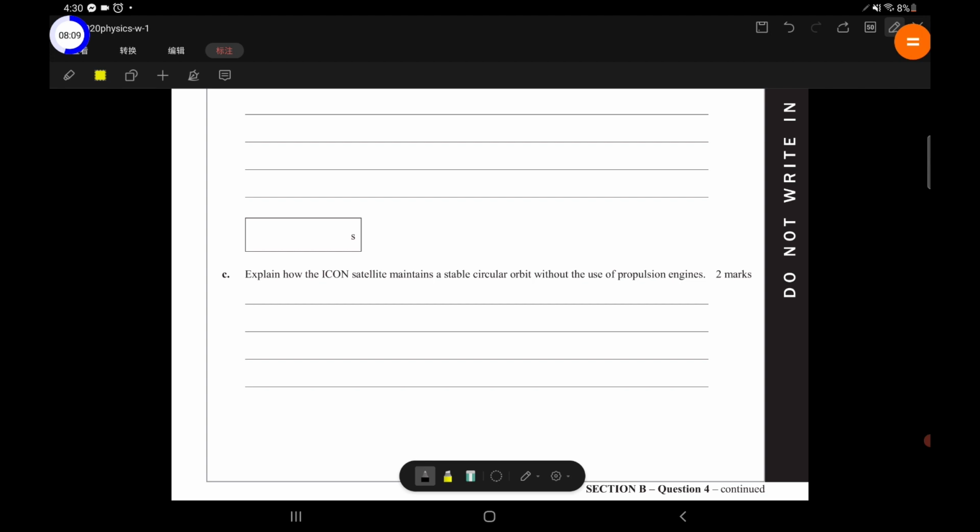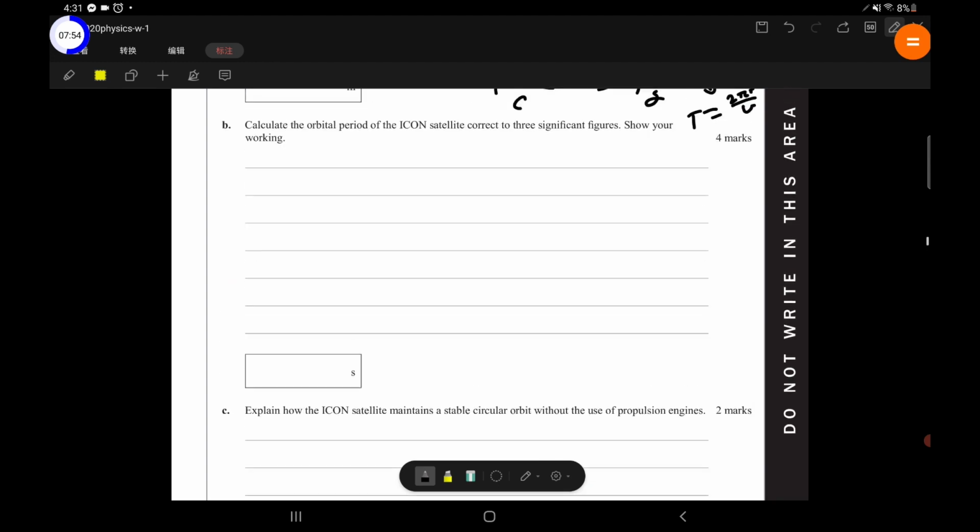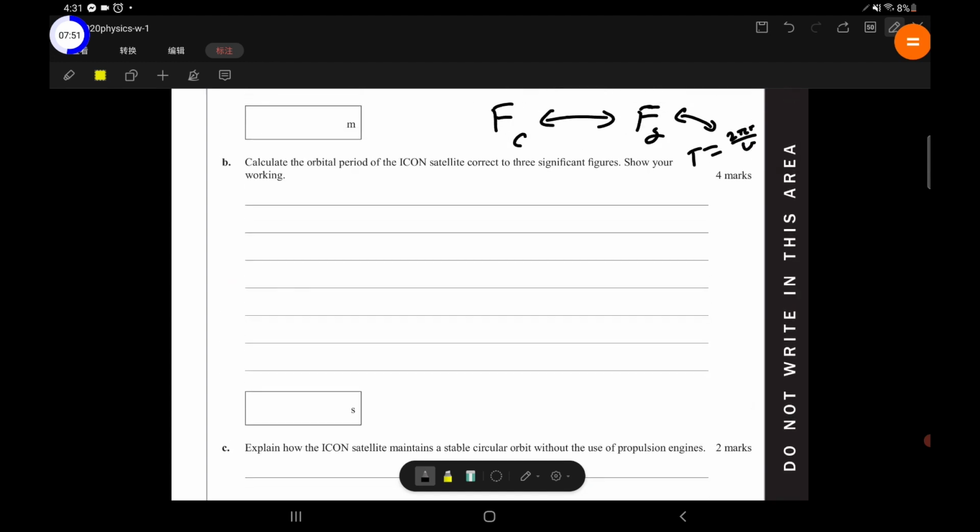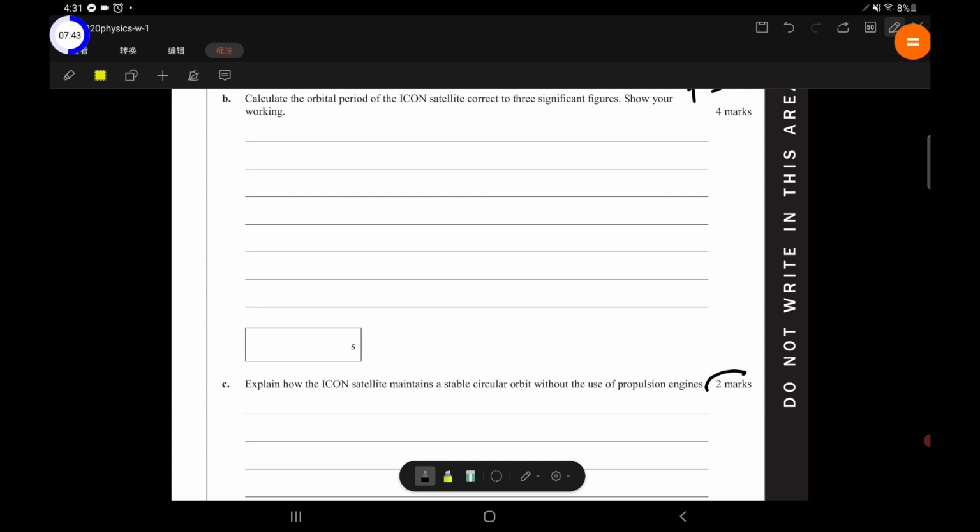Explain how the satellite maintains a stable circular orbit without the use of a propulsion engine. So why can the satellite maintain a circular orbit even though there's no external force? Well, what is our answer? Going through our logic from part B, we know that we have a gravitational force. That's 1 point. But notice how there's 2 marks for part C, right? So you can't just say we have a gravitational force and how that's acting as a centripetal force. That's one point.